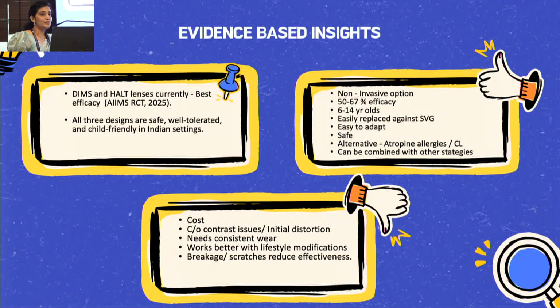So these are the evidence-based insights. Presently DIMS and HALT are the most efficacious, and all three designs are safe and well tolerated. It's a non-invasive option, 50 to 70% efficacious, and can be used between 6 to 14 years of age. It is safe, and an alternative to the other therapies. Again, cost is an issue, but when you look at the long term, when these children develop high myopia and the cost associated with that, I think it's a win situation here. Again, they can have contrast issues and initial distortion, and they work better together with lifestyle modifications.